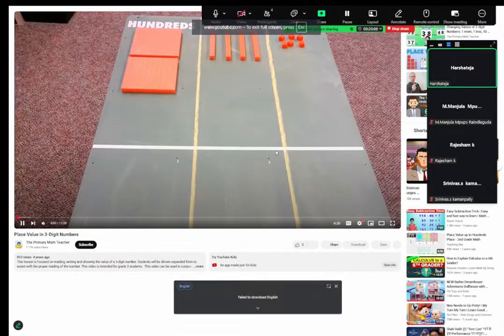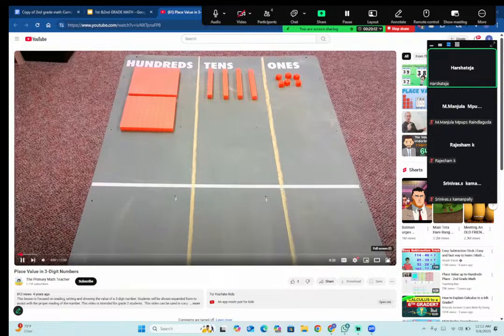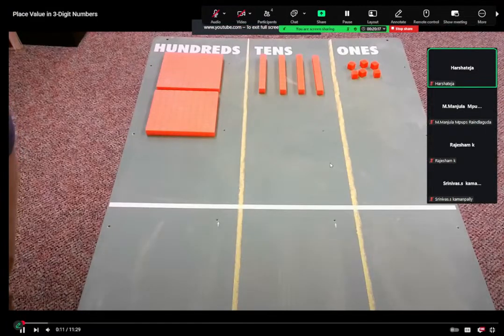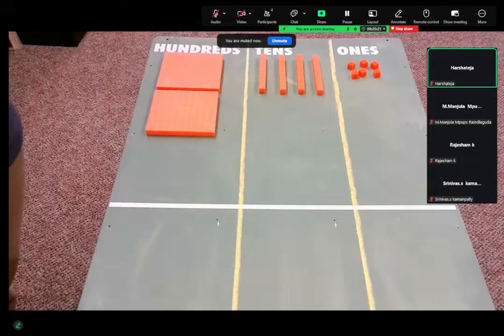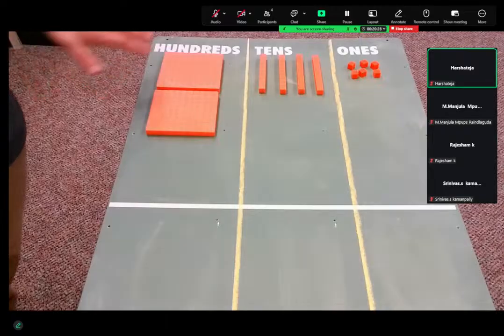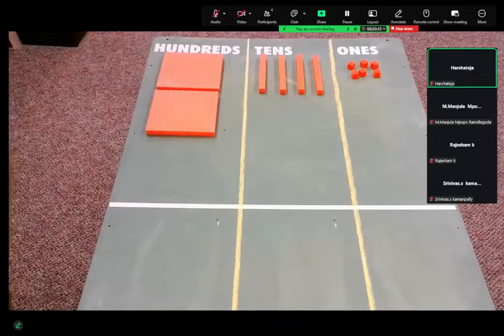Hello friends, it's Mrs. Gorski back. Today we are going to be reading, writing, and talking about the value of 3-digit numbers. We're going to start very simply, looking at a visual of each number first. That means we're going to be looking at these base 10 blocks. We could also call them place value blocks. That's what's going to help us actually create that 3-digit number.